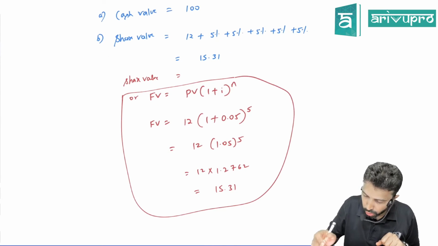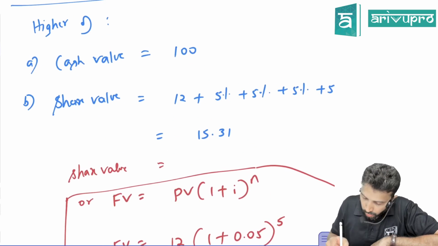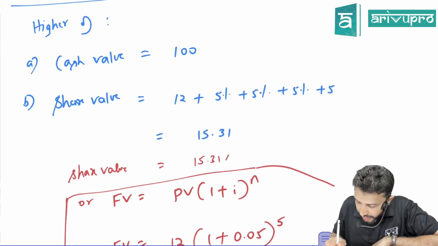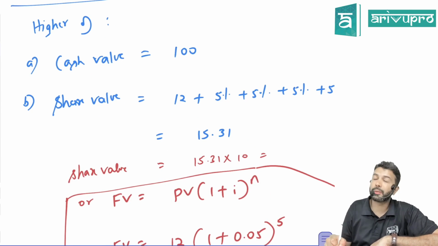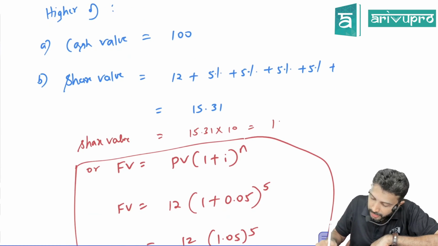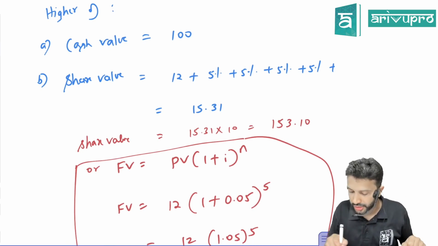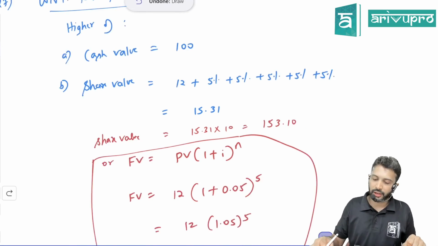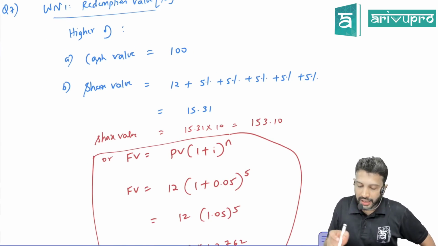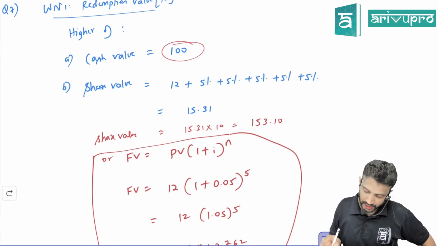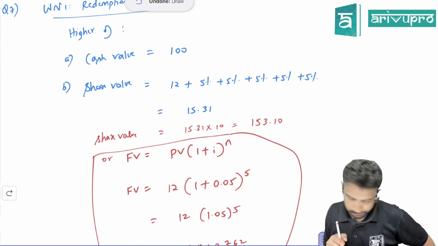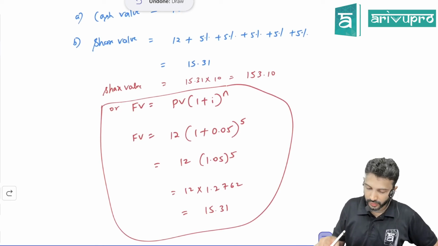Don't need to show both. Show one of the two. One share's value is 15.31. But on one debenture, the debenture holder is getting 10 shares. That means the value of total equity shares they're going to get on one debenture is how much? 153.10. So cash value is 100, share value is 153.10, which is higher.